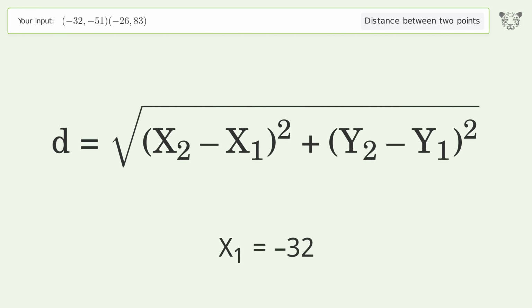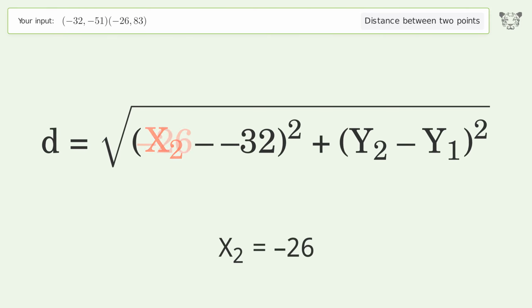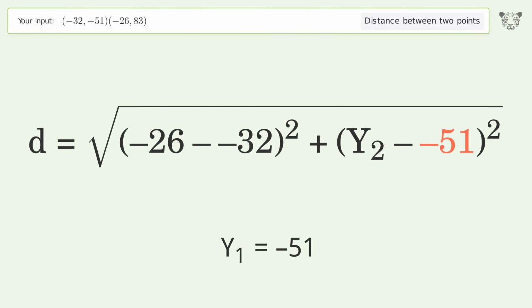x1 equals -32. x2 equals -26. y1 equals -51. y2 equals 83.